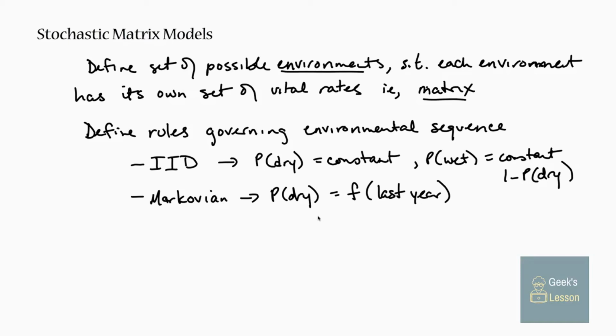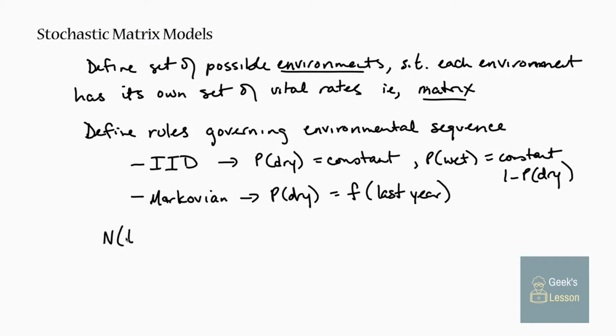So maybe if last year was a dry year, that means the probability of having a dry year again this year is higher than it would be if last year was a wet year. And we have a whole section about Markovian models and Markov chains elsewhere. So no matter what rules you use to decide how your environment is going to be variable, the guts of the model is always going to be the same.